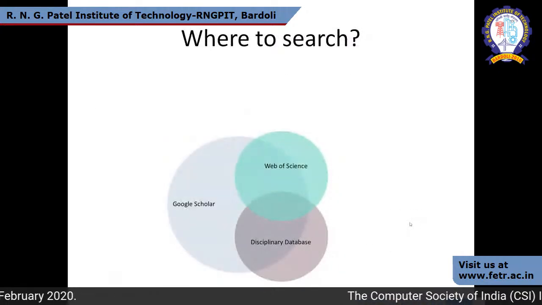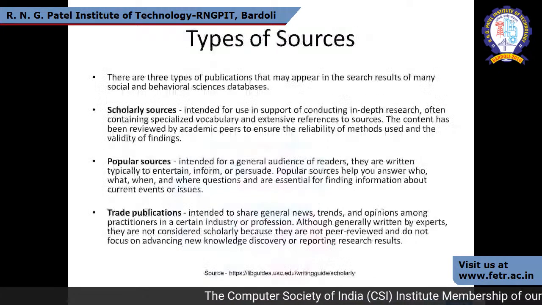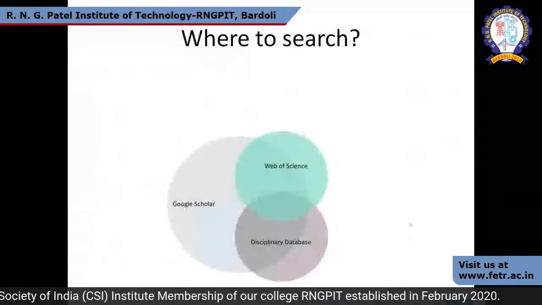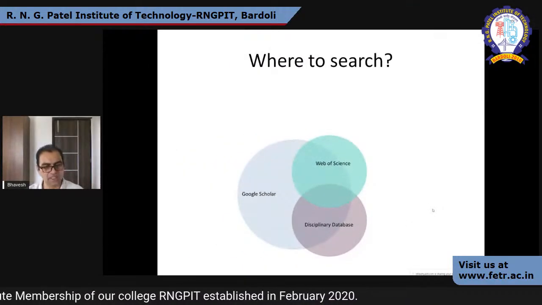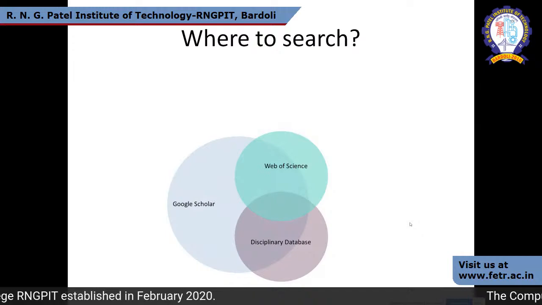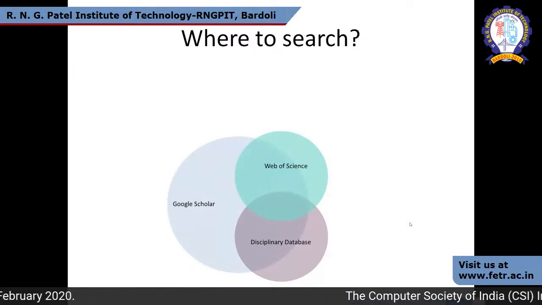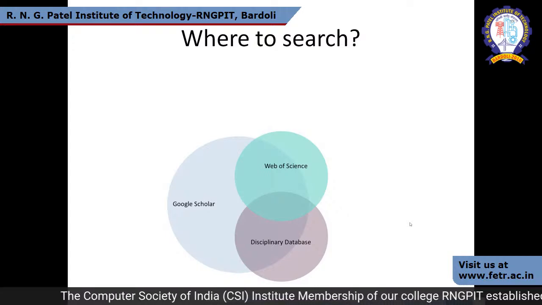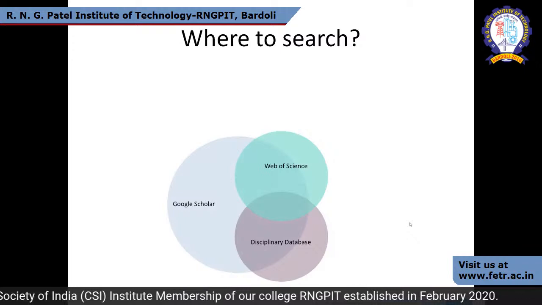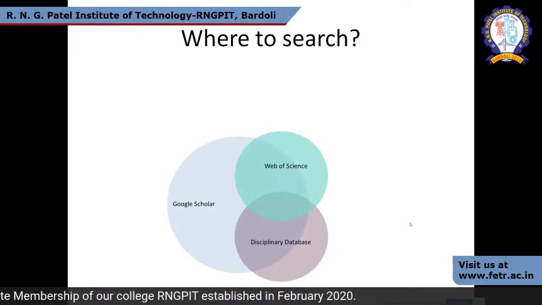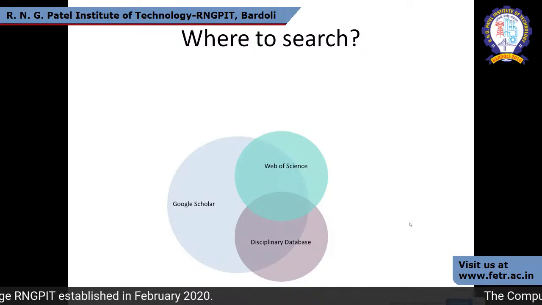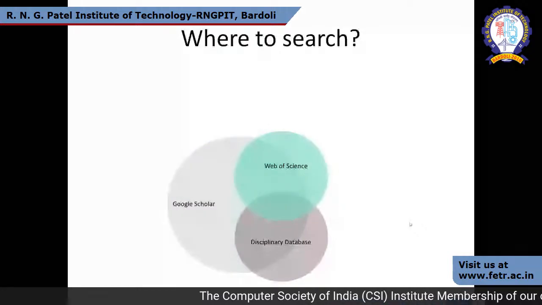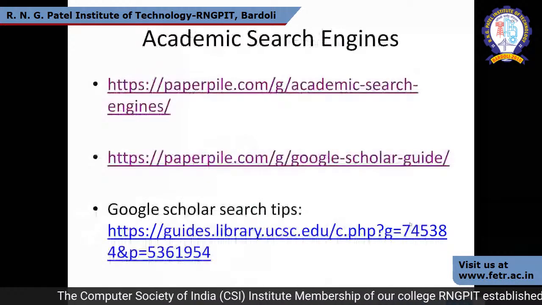Now, if you remember this process: define a topic, research question, search a relevant database. Now, how to search or where to search? This particular figure says mainly these three are very important: Google Scholar, Web of Science, and disciplinary databases. Google Scholar is generic, Web of Science is related to most of the science domains, and disciplinary databases are the different databases that we need to see depending on our domain and field. Here, instead of noting down the things, I have provided the hyperlinks that we need to see.